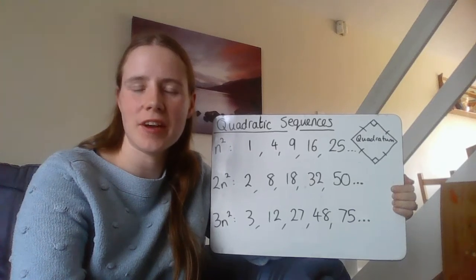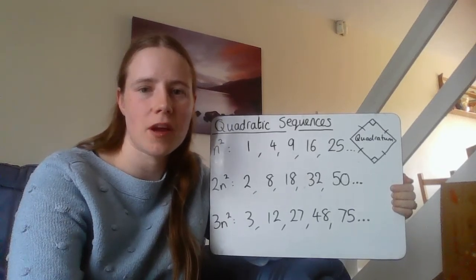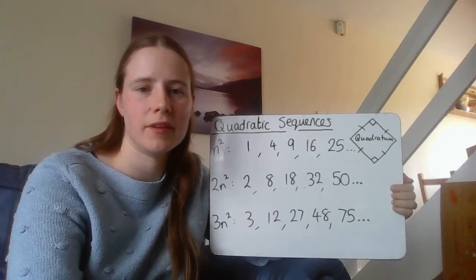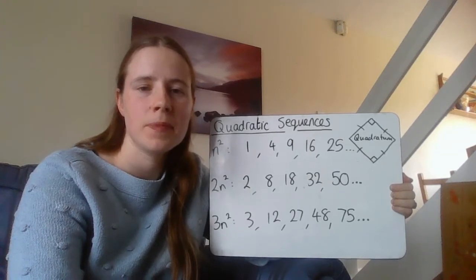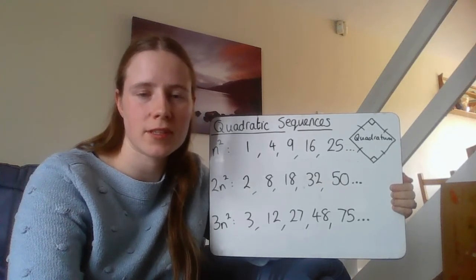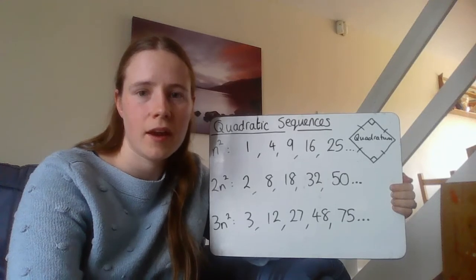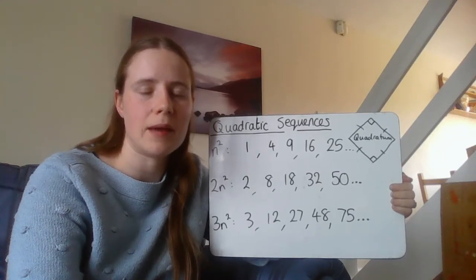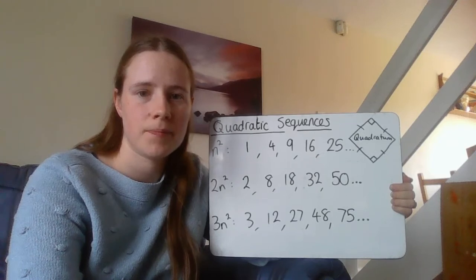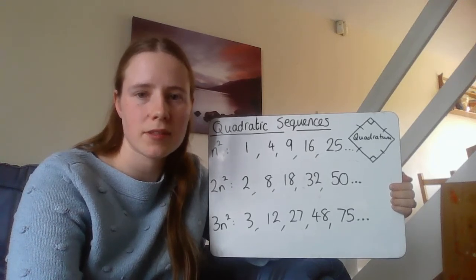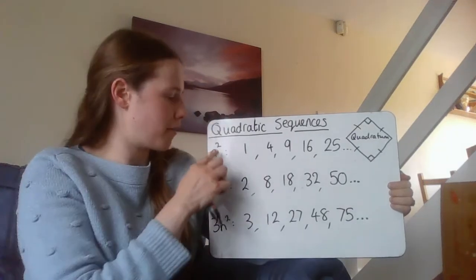Hello, in this video I'm going to talk through the other type of sequence that you have to be familiar with for GCSE maths. This is the most complicated of the sequences that you need to be able to deal with. Okay, so I'm just going to go through step by step some of the things that you need to know. A quadratic sequence is a sequence with squaring involved.